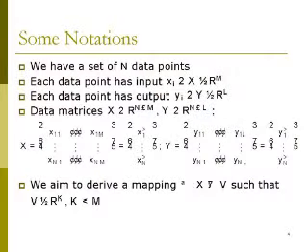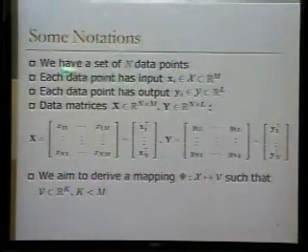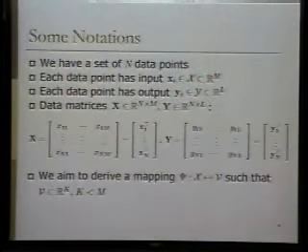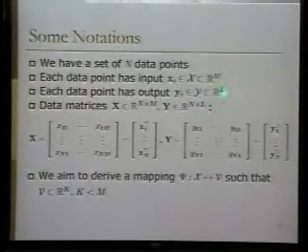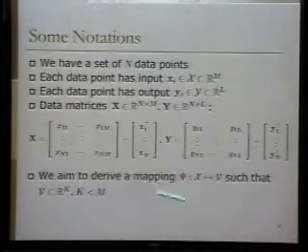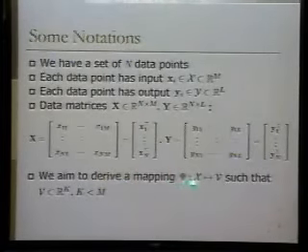Before we go into the detail, we introduce some notation. We assume we have a set of n data points. The input features are m-dimensional, so each data point input is x_i, belonging to some feature set X. Each point has an output y, which is L-dimensional. This is a very general setting. So we have an n by m matrix for input and an n by L matrix for output. We aim to derive a mapping psi, which maps from the input space to some latent space V, such that V is k-dimensional.